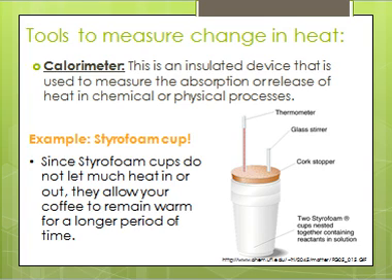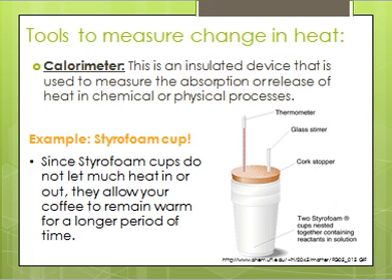So this last video is going to look at measuring changes in heat. Let's first start by looking at this picture of a styrofoam cup down on the bottom right of the screen. That's what we would call a calorimeter in chemistry. It's basically just an insulated device that we could use to measure changes in heat being absorbed or heat being released in a chemical or physical process. A styrofoam cup is just one example of a calorimeter.